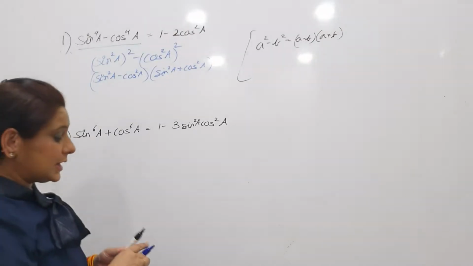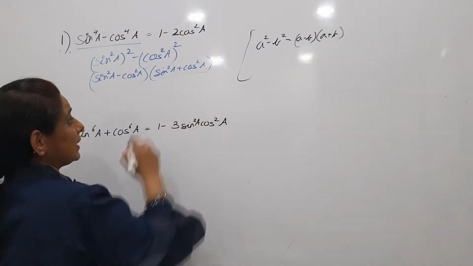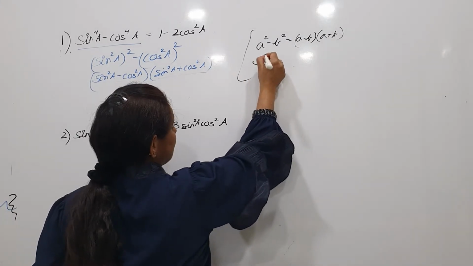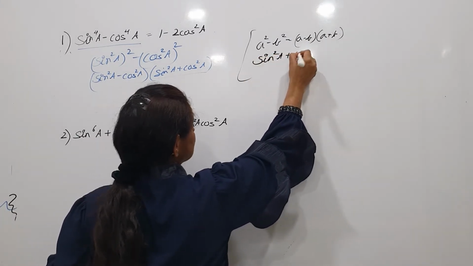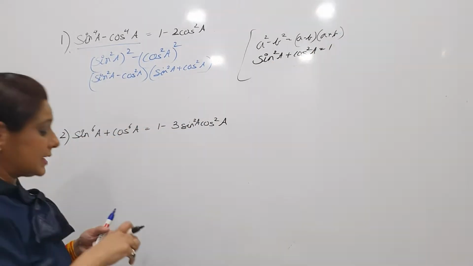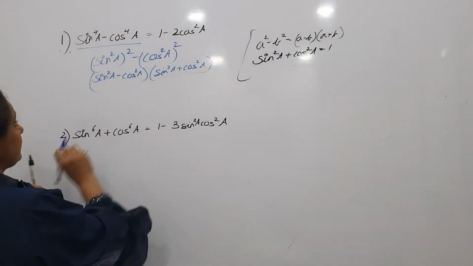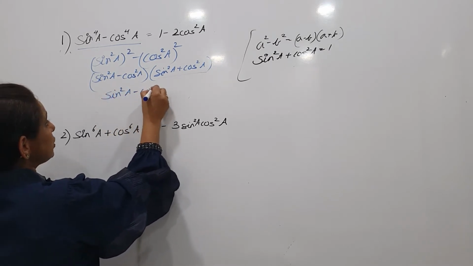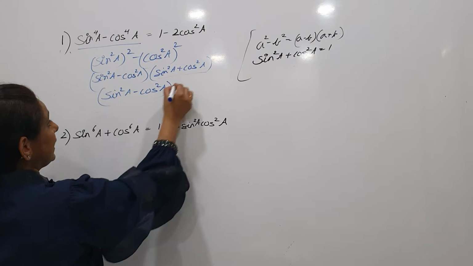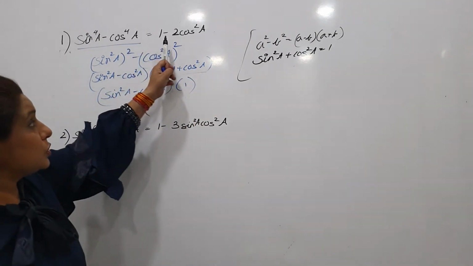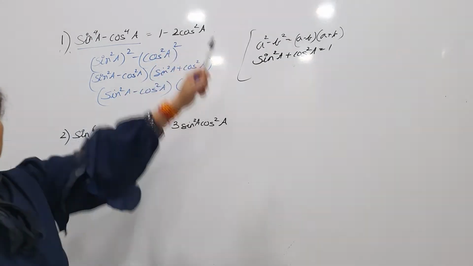One more identity can be seen here. sin²a + cos²a is equal to 1. So we'll write it here. sin²a + cos²a is equal to 1. So we'll use that identity here. We'll write (sin²a − cos²a) multiplied by 1. We have reached this answer, but we are supposed to reach 1 − 2cos²a.